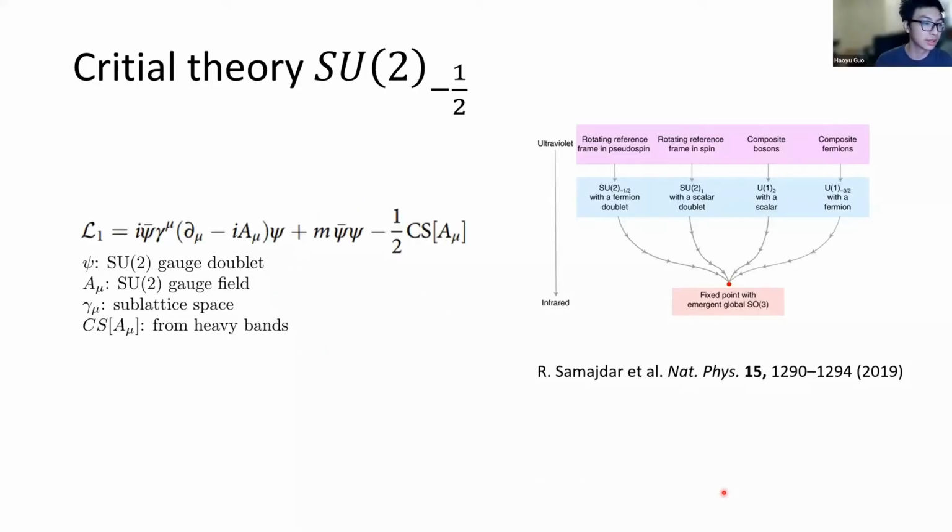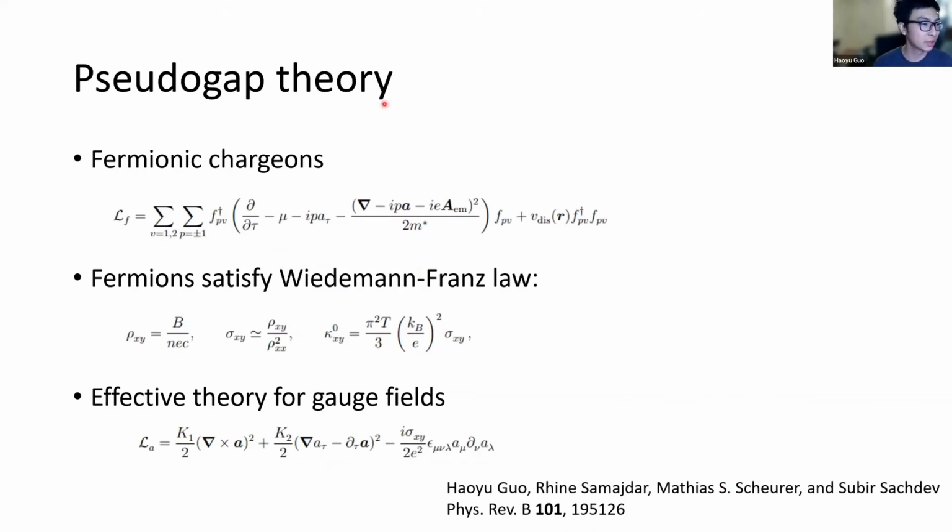Okay, so this SU(2) level minus 1/2 is for the insulator, and then in the pseudogap region we use a different theory that says we consider the system as consisting of fermionic chargons and bosonic spinons. We are more or less focusing on the fermionic chargons, which are coupled to an emergent U(1) gauge field, as well as the external electromagnetic field. Here the chargons form a Fermi surface, so for the fermionic contribution to the transport, we can just use the usual free fermion physics more or less.